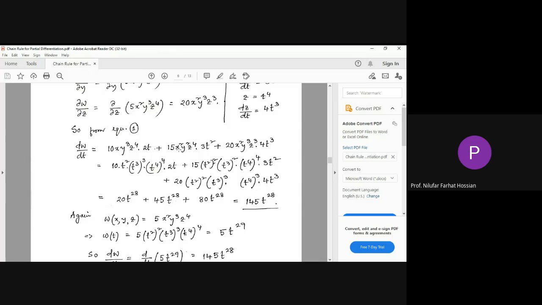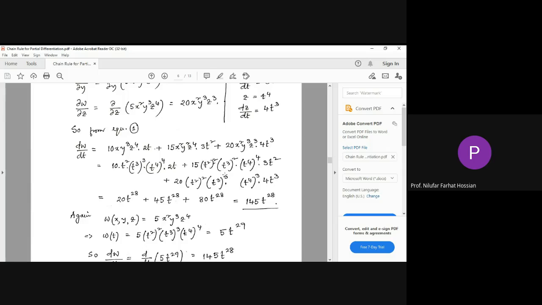So here x square means t square whole square, y means t cube, so t cube whole square, z means t to the power 4, so t to the power 4 whole square, into 3t square. And for the last one, it will be t square whole square, t cube whole cube, t to the power 4 whole cube, into 4t cube. And ultimately you will see that in all the terms, the power of t will be t to the power 28.